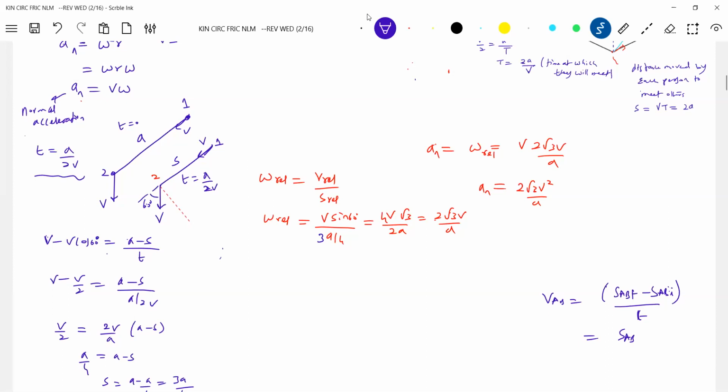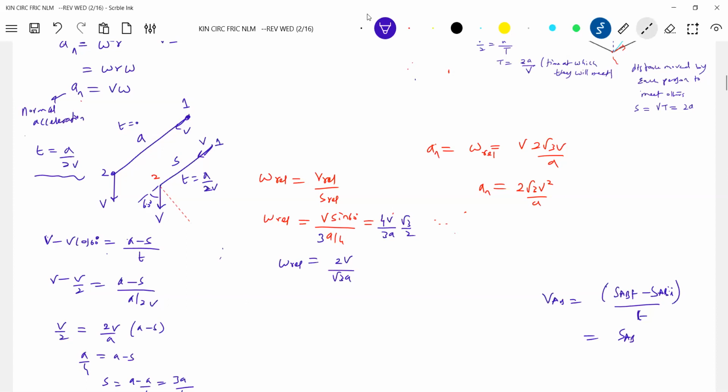How much will we get? Yeah, this will be 3a. Let me write one more step. So this will become 4v by 3a root 3 by 2. 4v by, so this will become 2v by root 3a. So this is omega relative.